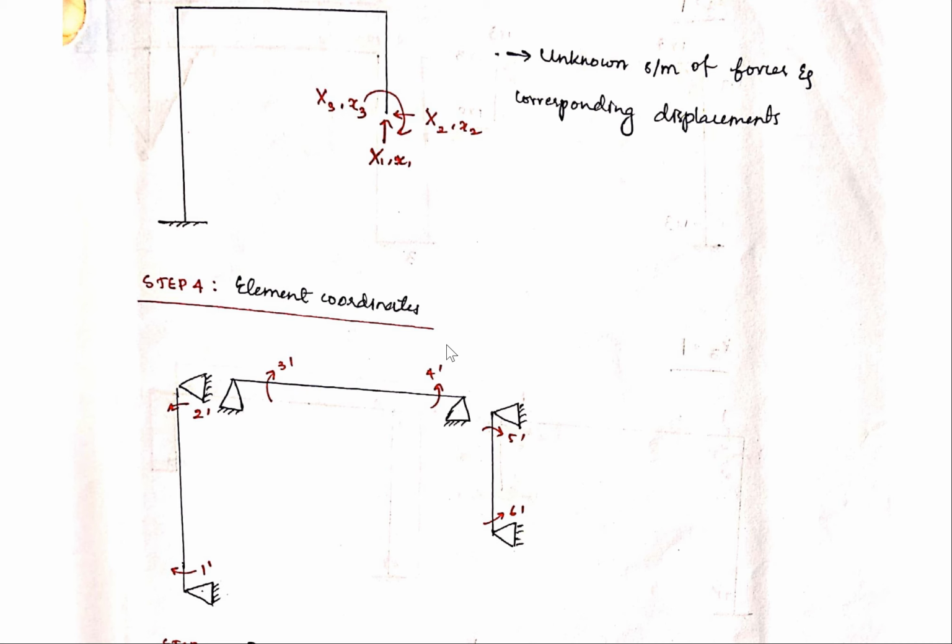Next we have to mark the element coordinates. We have 3 elements: AB, BC and CD. AB is taken as the first element, BC as the second element and CD as the third element. Mark the coordinates accordingly: 1, 2, 3, 4, 5 and 6.